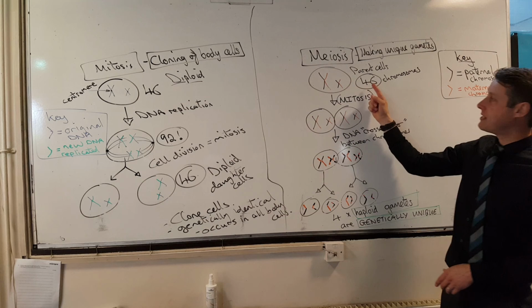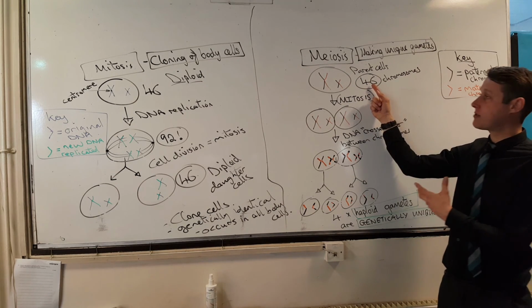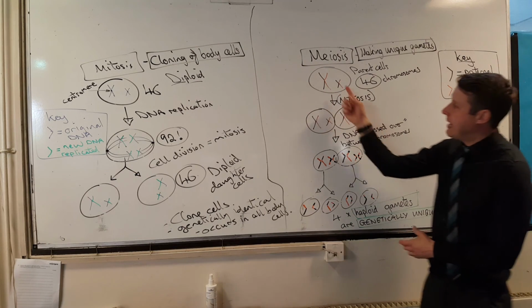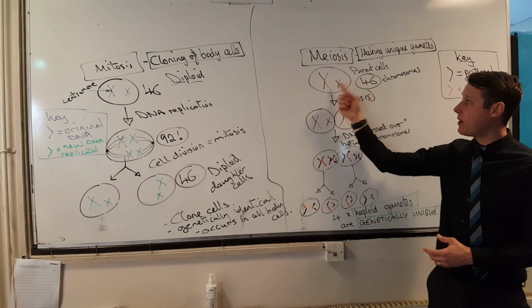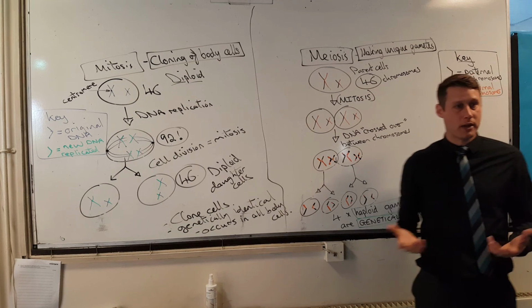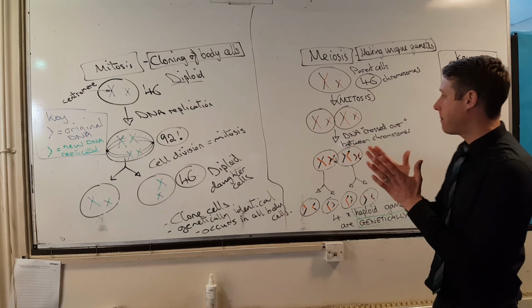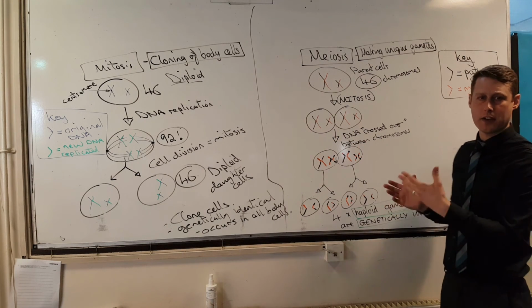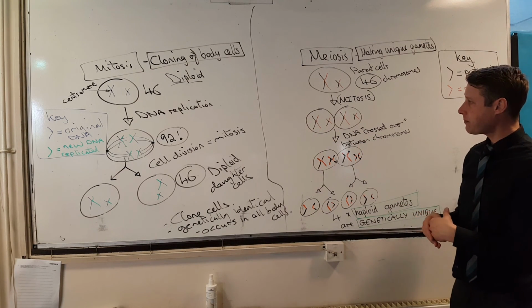So each one of the 23 pairs that make up 46 chromosomes, you have one copy from mum, one copy from dad. And the first round that happens here is that one cell undergoes a full round of mitosis. So you get a complete copying, a cloning of this one cell to become two. And that is the first stage of meiosis.